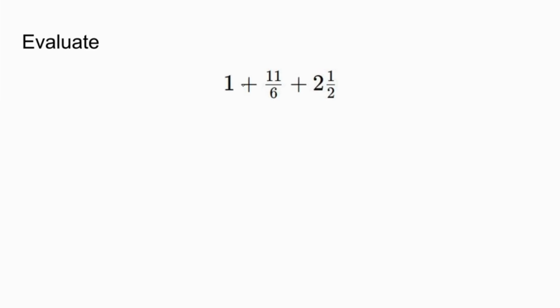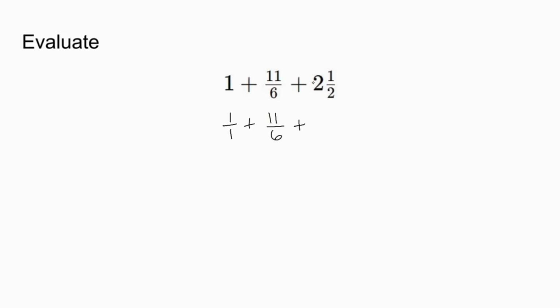So let's do this. Let's turn 1 into an improper fraction. Well, first off, 1's not even a fraction, but I can turn any number into a fraction by putting it over the number 1. So 1 over 1 is 1. 11 over 6, how nice. That's already an improper fraction.